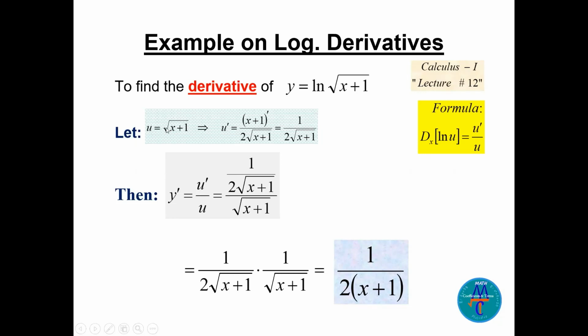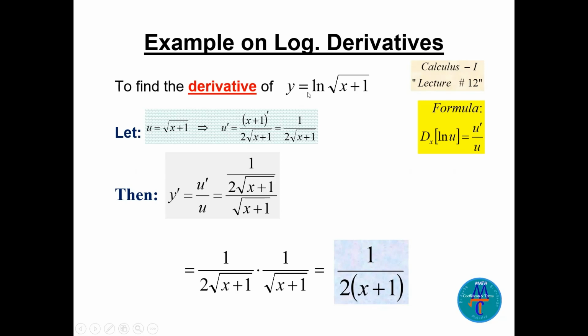So if u is equal to square root of x plus 1, the derivative will be the derivative of the inside, which is (x plus 1) prime, divided by 2 times the same square root of x plus 1. So it will be 1 over 2 square root of x plus 1. Leave it now, we will use it here.